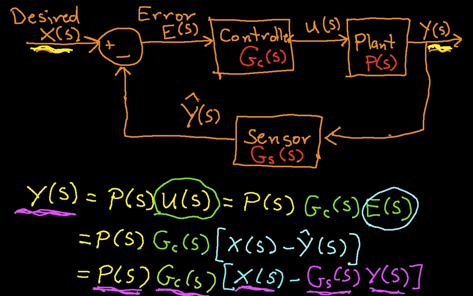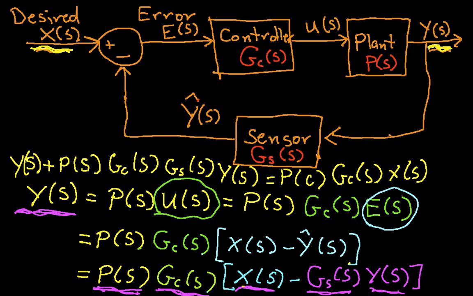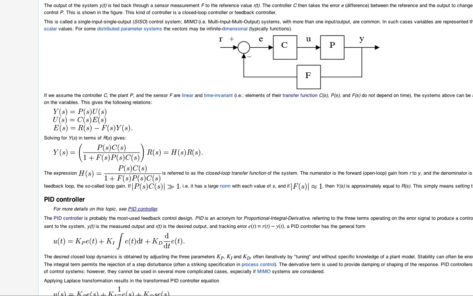And when we do that, let's see, we get Y of s plus P of s, Gc of s, Gs of s, Y of s is equal to P of s, Gc of s, X of s. Okay, so we have this Y here and this Y here, which we can factor out. We have an X.